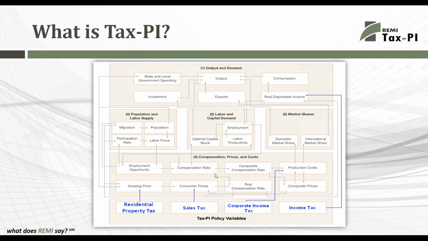So far I talked about the main building blocks for the PI plus. Then we could add these further elements to build up our TaxPI model. So if you think about housing price, consumer price, production costs, and real disposable income.